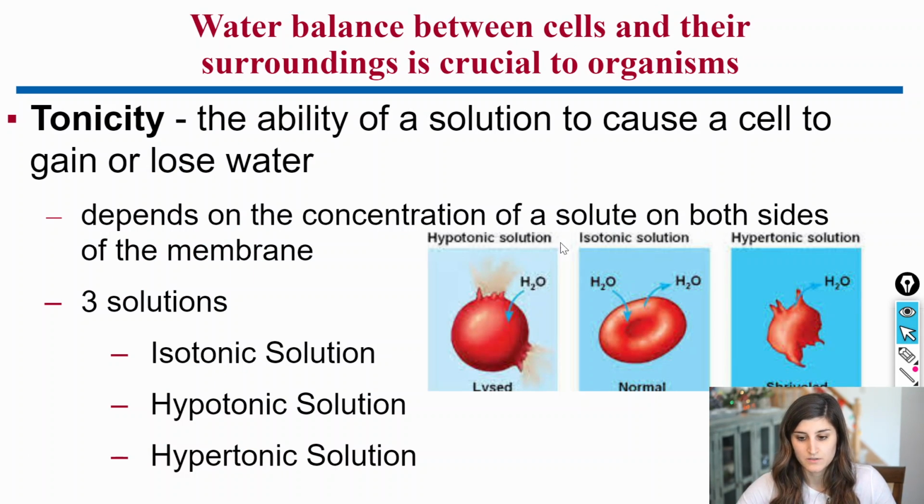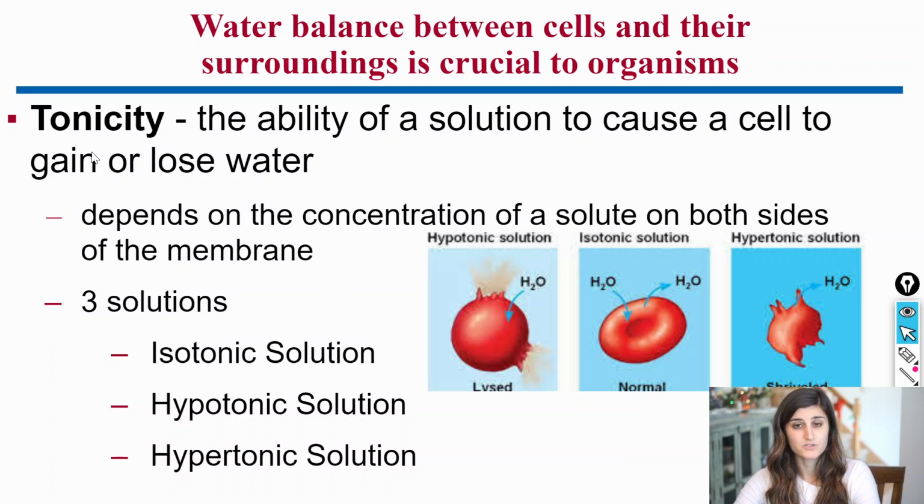So in order for organisms to live, there has to be a balance of water. Too much water is not good, not enough water is not good, and so we look at these different scenarios. So water balance between cells and their surroundings is very, very important to our living organisms.